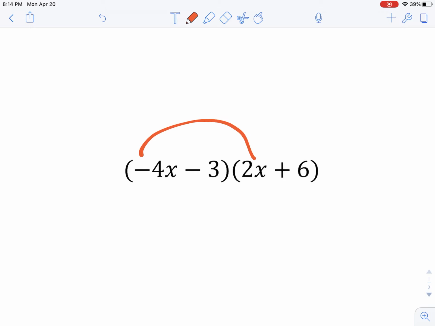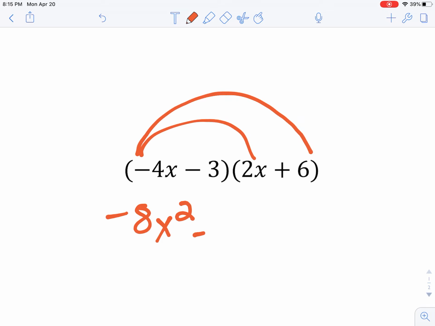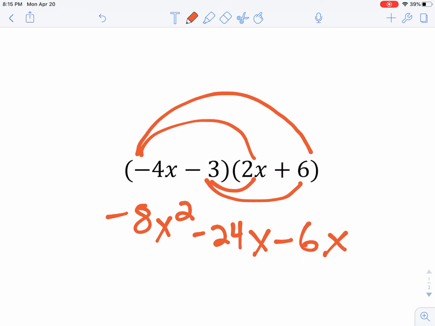So negative 4x times 2x would give us a negative 8x squared, because x times x is x squared. Then we want to multiply the negative 4x with the 6. So then we will get a negative 24x. Then we multiply the negative 3 by 2x, which gives us a negative 6x. And then the negative 3 times 6, which would give us a negative 18.